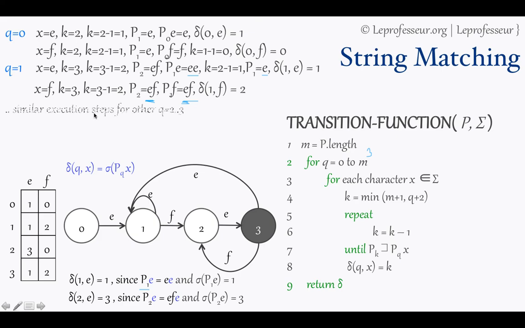And in the same way, we can do similar execution steps for the other states, q2 and 3. We discussed 0, 1, 2 and 3. You can do it by yourself. It's not very complicated.